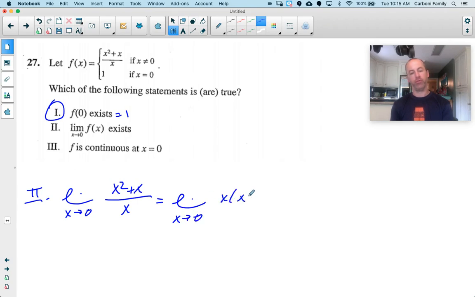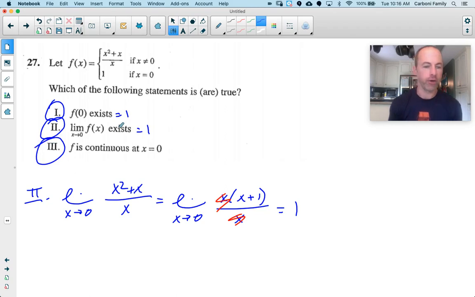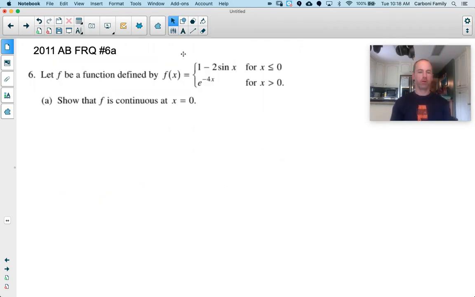So I'm going to divide the x out of the top, which will then cancel with those x's, and you'll be left with 0 plus 1 for the answer after these x's are divided out. So I get that the limit as x approaches 0 does exist, and it equals 0, or I'm sorry, it equals 1. Because f of 0 and the limit do exist, then the function is continuous. So all 3 are true for number 27.